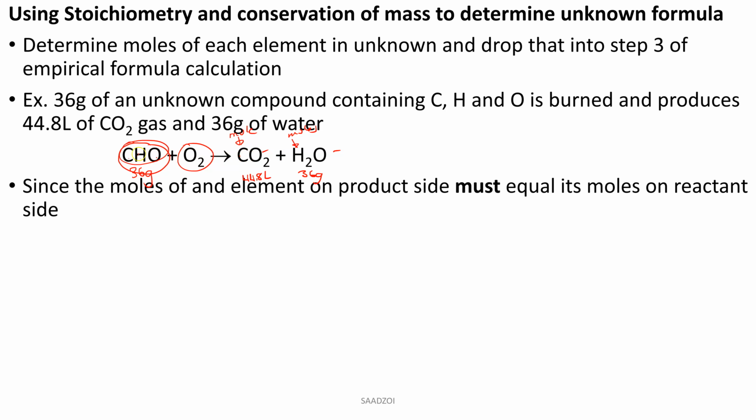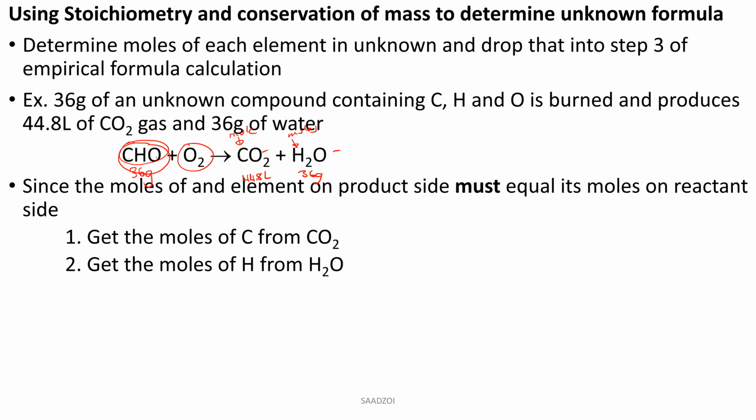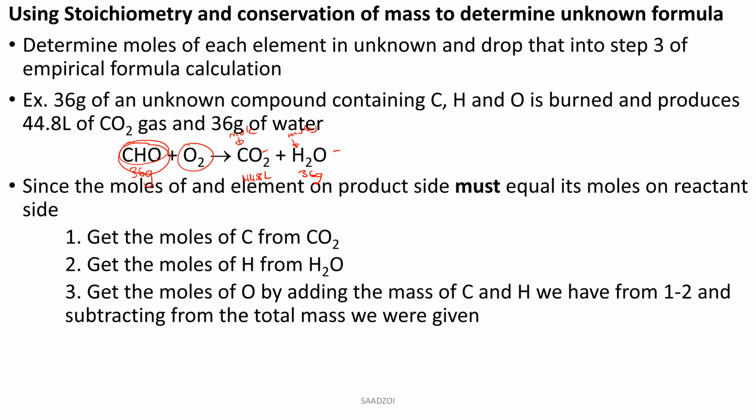So if I have the moles of all 3 of these, I could go to step 3 of the empirical formula and solve for it, make the question really easy. All right, so first thing we're going to do is go from moles of carbon from the CO2. So we're going to get our moles of C by first figuring out how many moles of carbon are in CO2. Then we're going to get the moles of H from H2O. And then the hardest part, we're going to get our moles of oxygen.